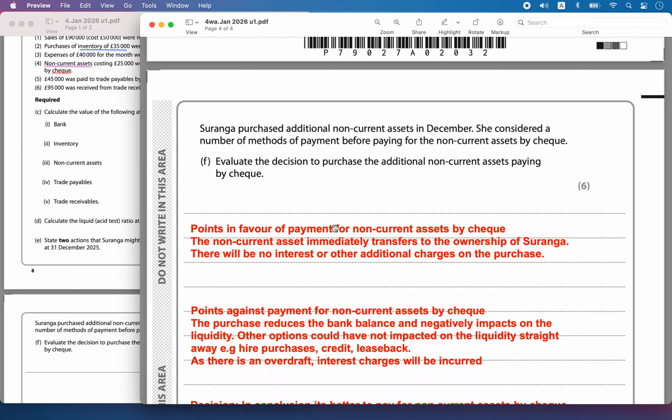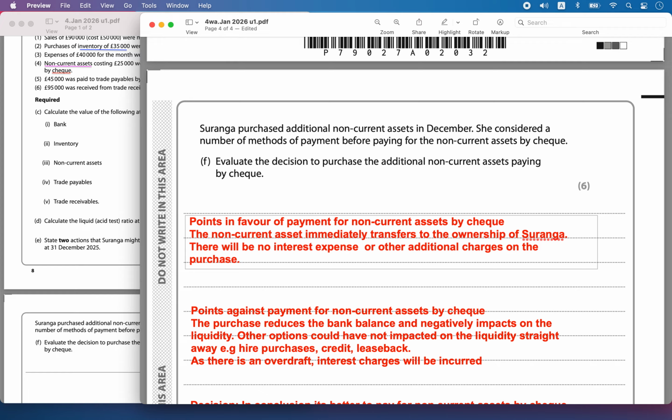Okay, what happens if she pays by check? The non-current assets immediately transfer to the ownership of Suranga. If you pay by check, immediately I own the asset and there will be no additional interest expenses. Okay, there will be no additional interest expense towards the payment of interest.